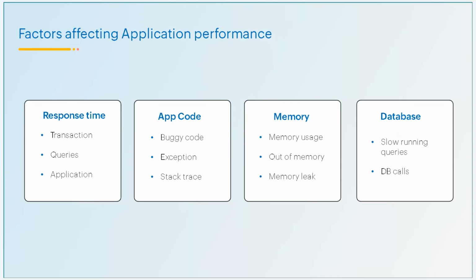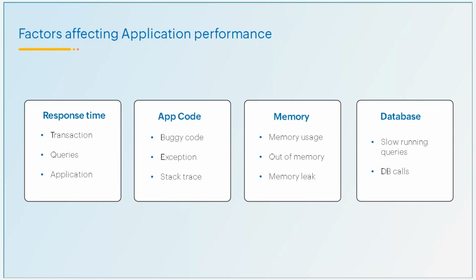The application code. We know that bugs in the application code can lead to unexpected behavior, crashes, or performance degradation. Inefficient or excessive exception handling can impact the overall performance, and frequent exceptions might indicate issues that need some attention. When an error occurs, a stack trace provides information about the sequence of function calls leading up to the error.